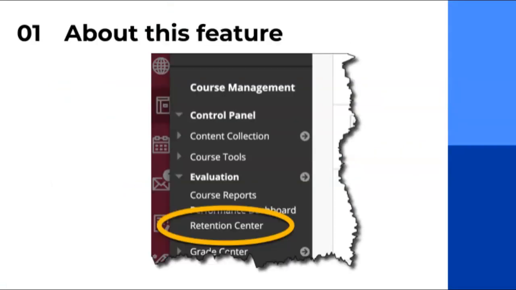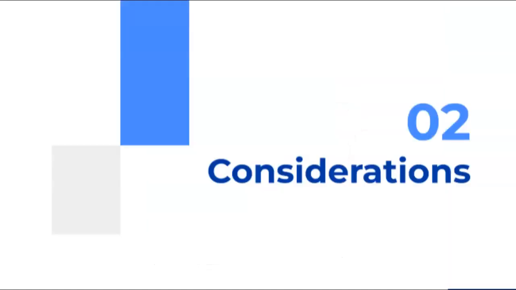The Retention Center provides faculty with an easy way to discover which students in their courses are at risk. The criteria for determining at-risk status can be based on course activity, grades, course access, and missed deadlines. In this self-paced module, you will gain a greater insight on how to use the Retention Center. Before we look at the tool, let's look at some considerations.